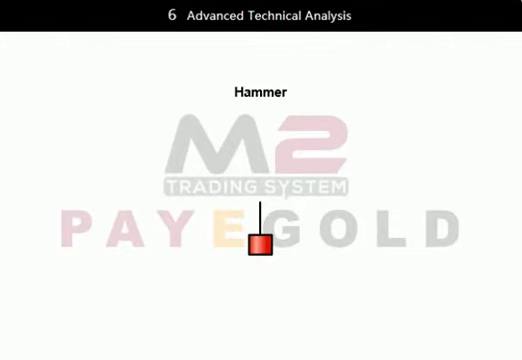Hammer. A single candlestick reversal pattern indicating only a bullish outlook. After consecutive falls in price, a short red candlestick appears whose shadow is longer than its body.